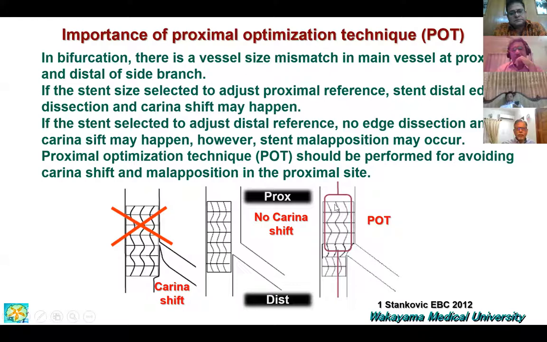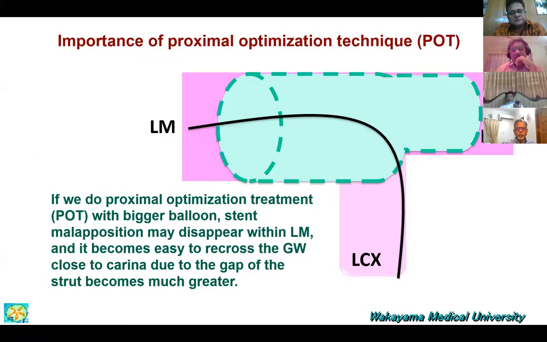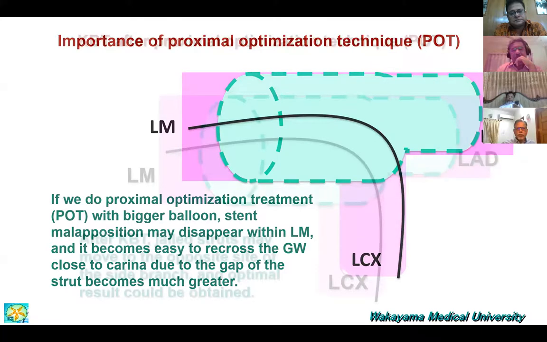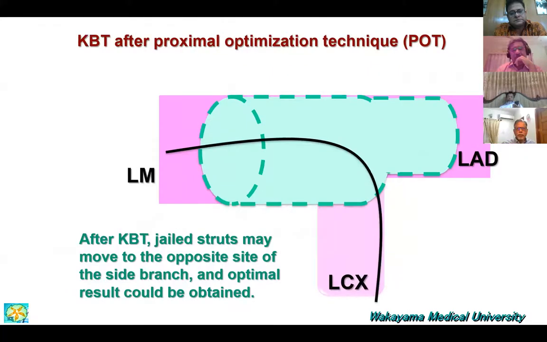And after POT, it's quite easy to select the distal cell, as I demonstrated today by a 3D OCT reconstruction, right? And if we do the POT with a bigger balloon, stent malapposition may disappear within the left main and it becomes easy to recross the guide wire close to the carina due to the gap of the struts becoming much greater, as I already demonstrated. And after KBT, the jailed strut may move to the opposite side of the side branch and an optimal result could be expected as shown in this schematic representation.